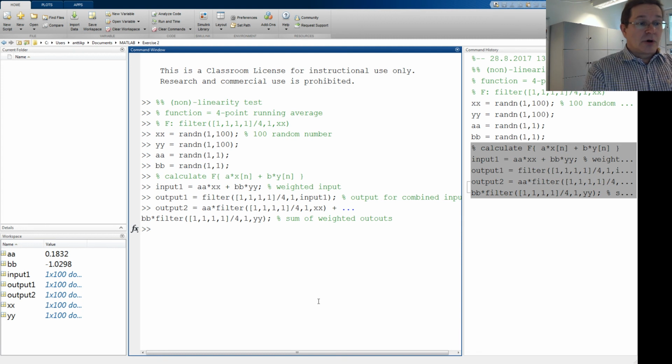And yes, you could also do this function separately as a Matlab function. If you like to do it that way, go ahead. Okay, but anyway, so output 2 is basically that one: a times the output of system with the x plus b times output of the system with y. Now we have 2 outputs. How to compare if they are different?